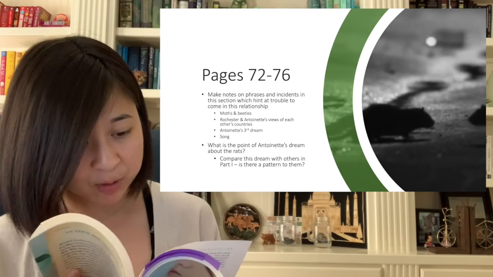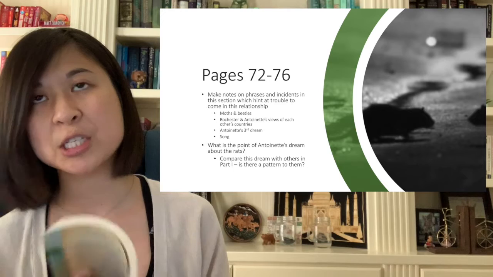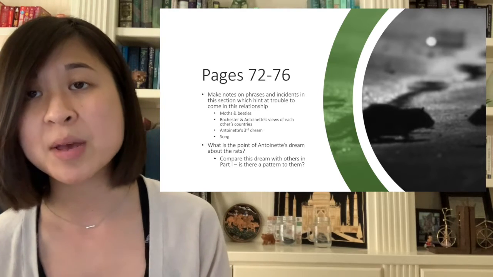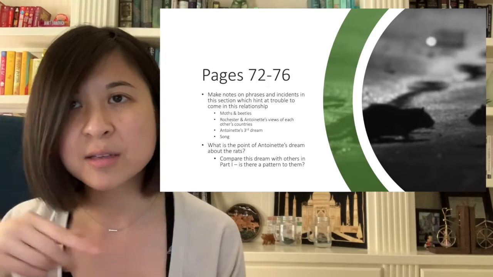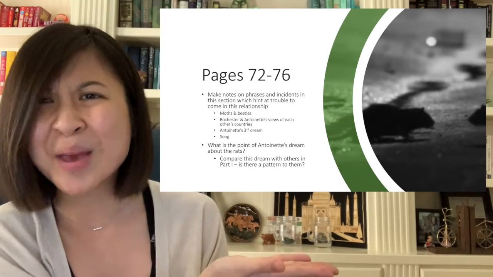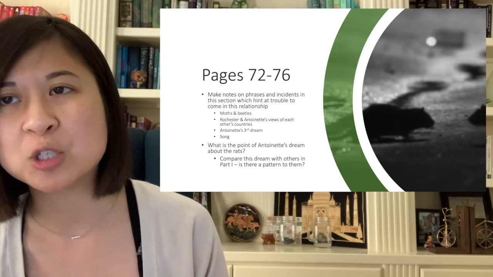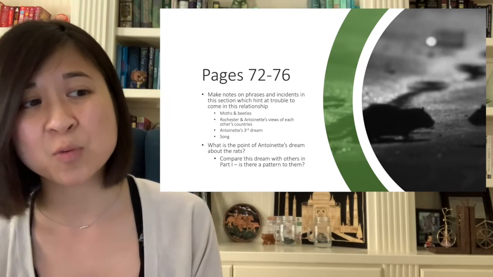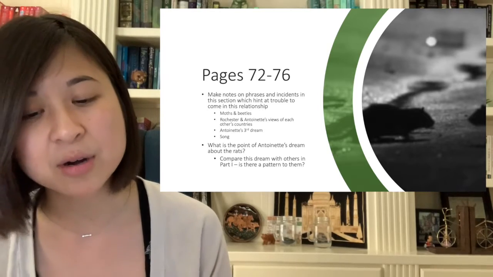Why would that be a red flag for their relationship? The fact that they both view each other's countries in that way. And then, of course, Antoinette shares with him a third dream. Well, she doesn't share with him the other two dreams, but she shares with him a dream. It's her third dream. Hopefully the little PowerPoint gives you a big hint of what's featured in the dream. What is the point of the dream? Compare and contrast it with the other two dreams in part one, and see if you notice a pattern.